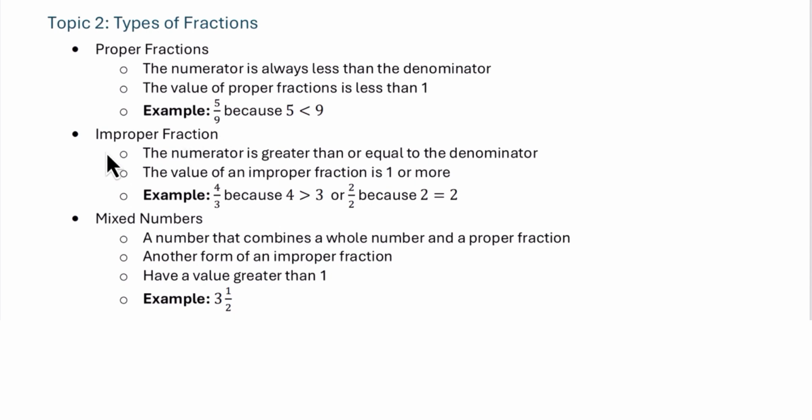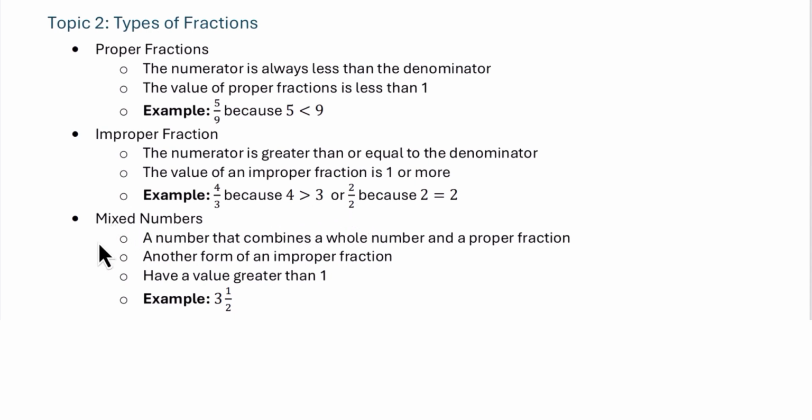The second kind of fraction is an improper fraction. In an improper fraction, the numerator is greater than or equal to the denominator, and the value of an improper fraction is 1 or more. For example, 4/3 is an improper fraction because the numerator 4 is bigger than the denominator 3. Also, 2/2 is an improper fraction because the numerator and denominator are the same.